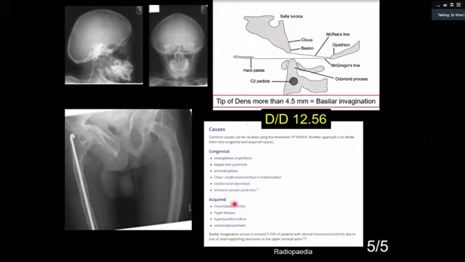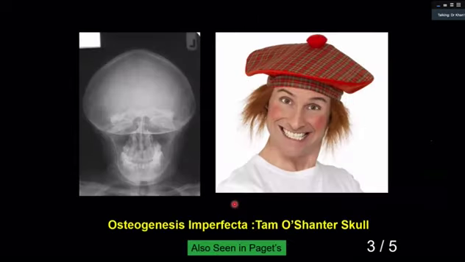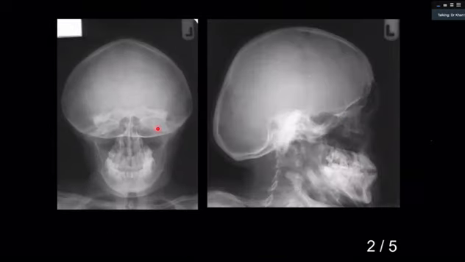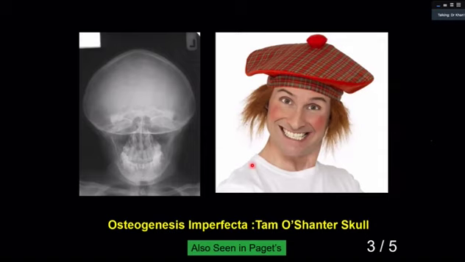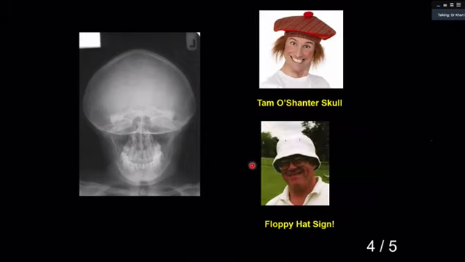But having said that, this is a very, very good case. And please remember, if you see it once, you will know it. Otherwise, you are going to miss it. You have to stretch your imagination here because the dens is not very well seen. But where is the dens? And this was the line of the hard palate. And you can imagine it has gone in. So this bulges out the temporal bone and the occipital bone, giving you this Tam O'Shanter skull or a floppy hat sign, whatever you want to call it.